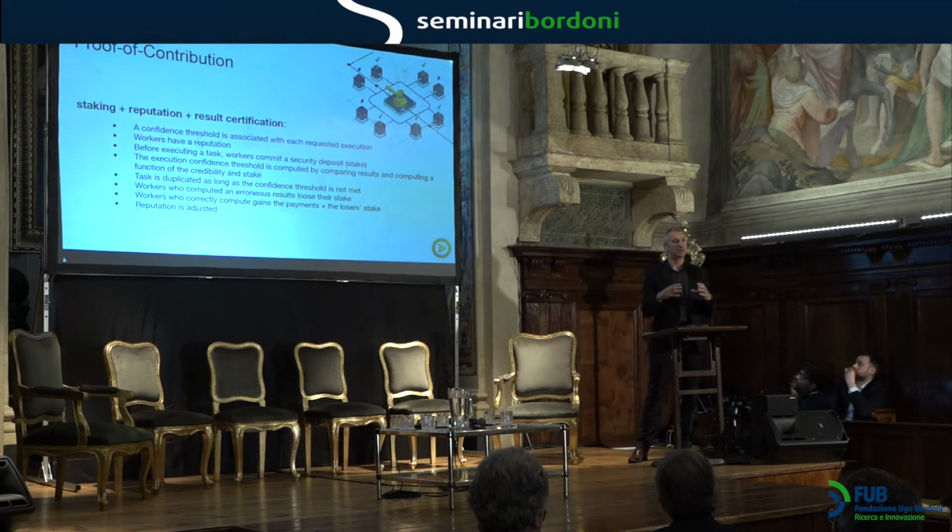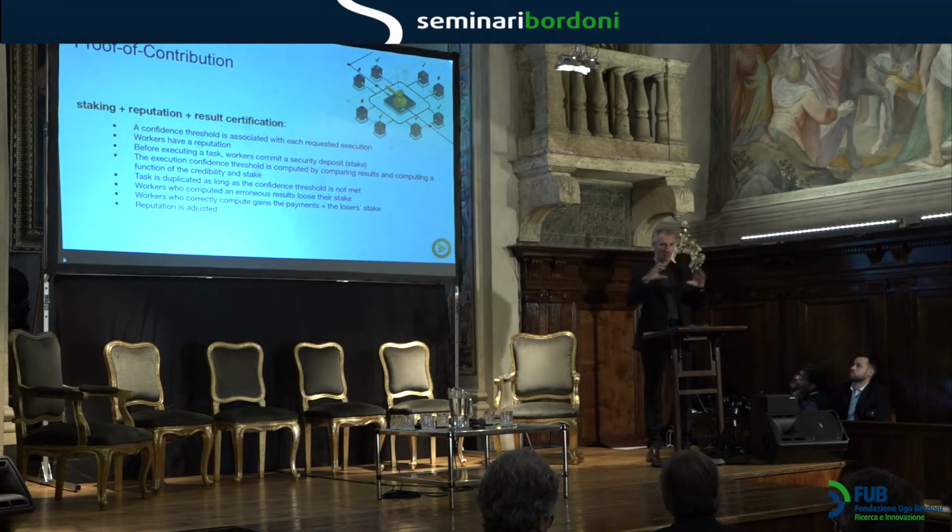If the results are different, there's a problem. I have two different results, so I'm going to ask a third worker, maybe a fourth one, in order to have one result that is accepted. When the result is accepted, those that had a result that was not accepted by the proof of contribution algorithm are considered bad actors, and so they will be punished. We will take their stake and distribute it to the ones that behaved correctly.